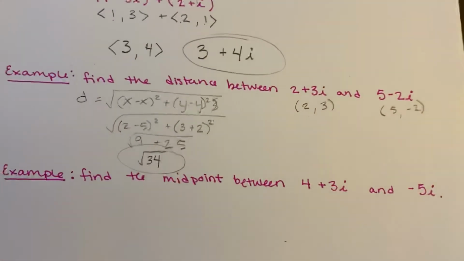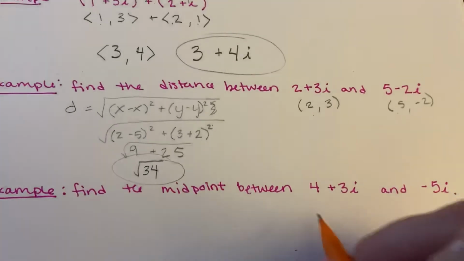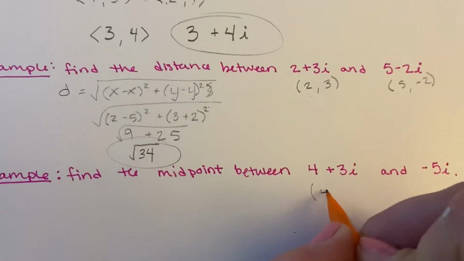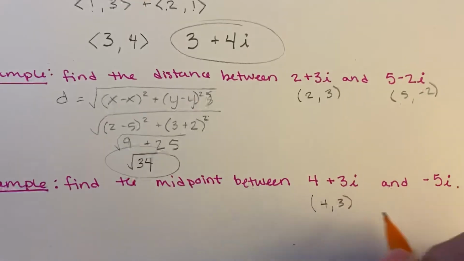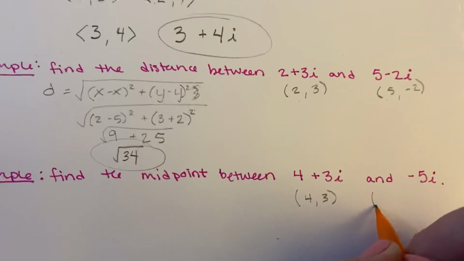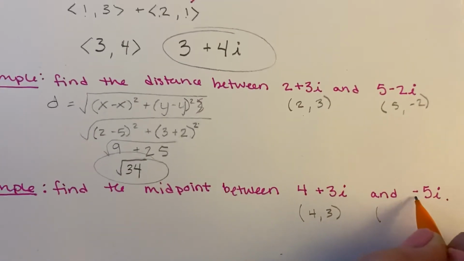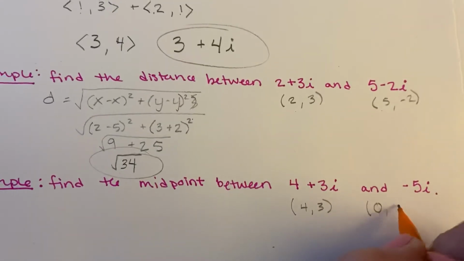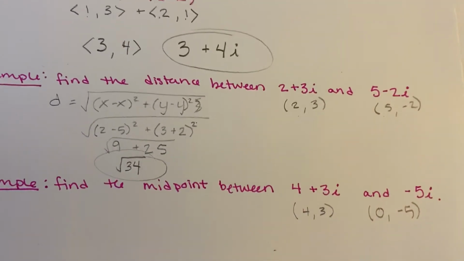Last but not least, you can also find the midpoint with complex numbers. Again, we're just going to treat them like points because they're almost the same thing. It's just a different plane, but it behaves almost the same way. So I've got 0 in the real here and -5 in the imaginary. So I'm just going to find the midpoint.